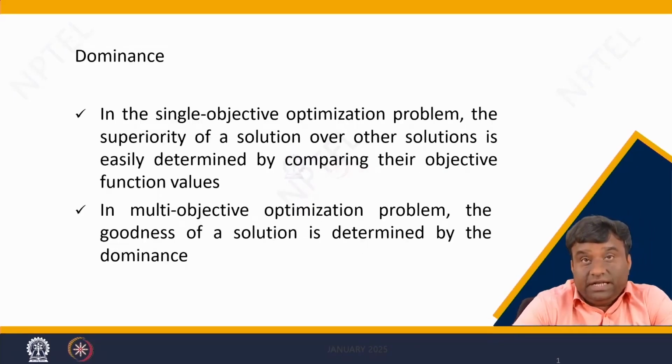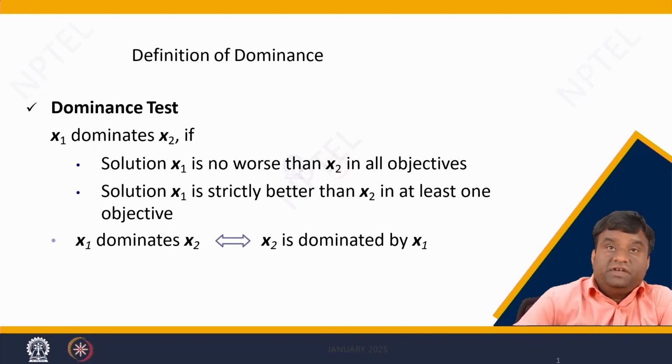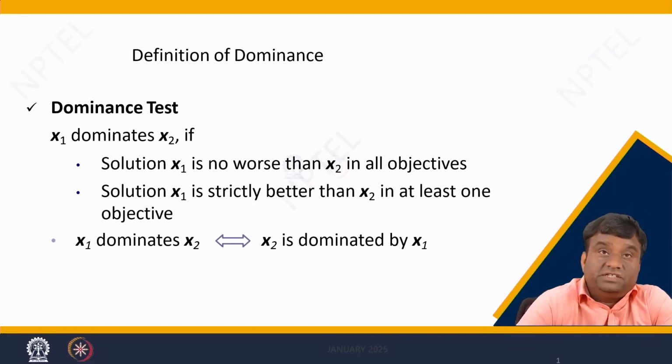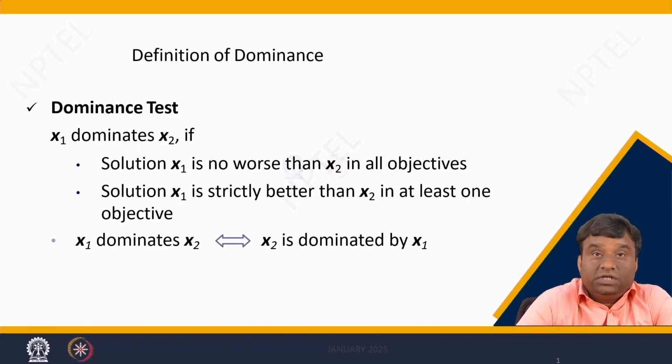Dominance. In a single objective optimization problem, the superiority of a solution over another solution is easily determined by comparing their objective function values. In a multi-objective optimization problem, the goodness of a solution is determined by dominance. The definition of dominance, that is the dominance test: x1 dominates x2 if solution x1 is no worse than x2 in all objectives, and solution x1 is strictly better than x2 in at least one objective. So we can say x1 dominates x2, or x2 is dominated by x1.